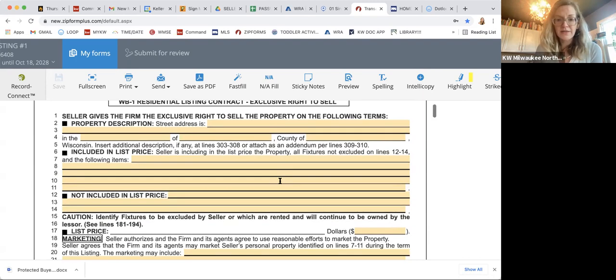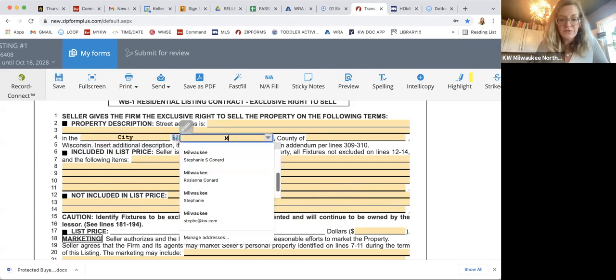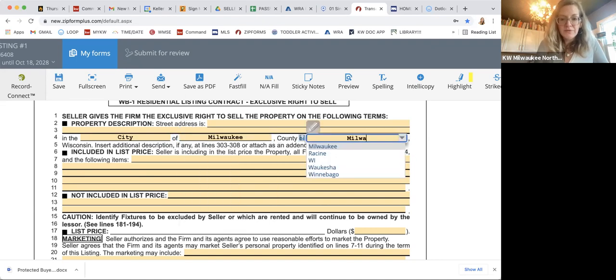So just starting from the top, the seller gives the firm the exclusive right to sell the property on the following terms. This is where you're going to put on lines 2 to 5 the property description. So you'll put the street address, and continuing on line 4 you're going to put the municipality type. So we'll say City of Milwaukee, County of Milwaukee.